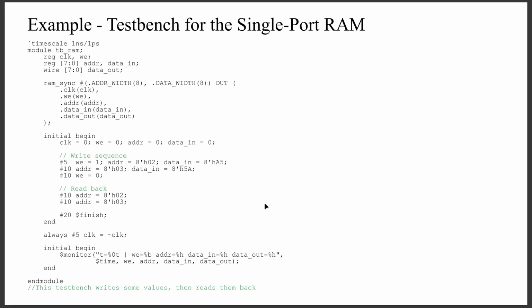Alright, and then the test bench. So we declare some variables, write enable, address, data in, data out. We initialize the RAM synchronous method, calling it device under test, and then we set our variables equal to 0. We write, and we read back, and then we just monitor for any changes.